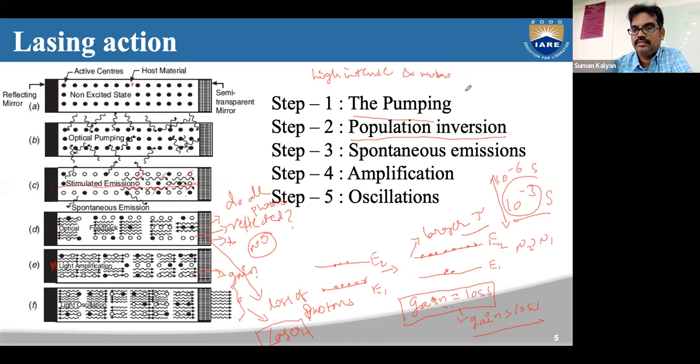Monochromatic, because as you can see here, there will be only a particular frequency, or particular energy, along the axis of this cavity. That's why they will be monochromatic, and because so many photons will be coming out of this particular mirror, they will be highly intense. So this is what lasing action is. This is how the laser is produced.